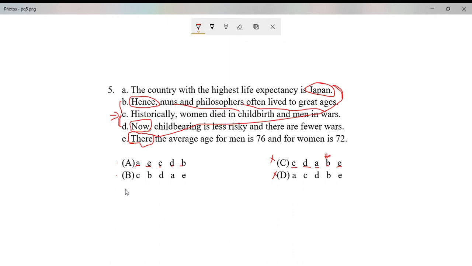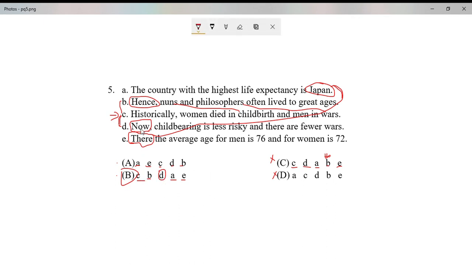And then in these ones, what I'm looking for is what B is linked to. So this says B, C, then B. Historically, women, blah, blah, blah, men and war. Hence, nuns and philosophers. Nuns because of the childbirth, philosophers because of the war. This is looking like a very promising answer choice. C, then B, and then we have our A then E link that I did. So Japan and then there. And then in the middle, this sentence comes. Now childbearing, but at least it comes after historically.